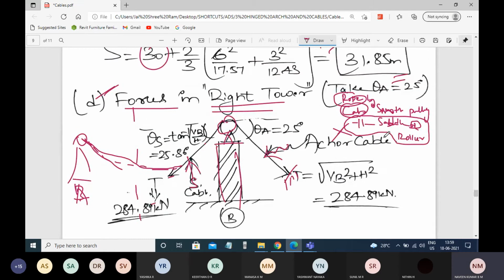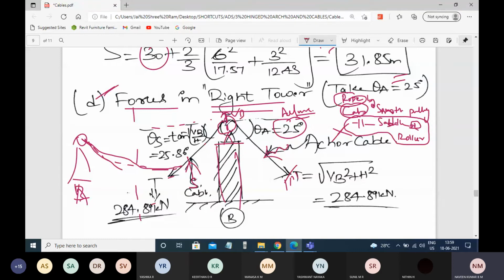Now this particular angle you need to assume. As already mentioned, this is the angle between the anchor cable with respect to horizontal. It is usually maintained as 25 degree. And theta s is the angle between the suspension cable with respect to horizontal, that equals tan inverse of VB by H. Here, which type of reaction will we get? VB we are going to get.